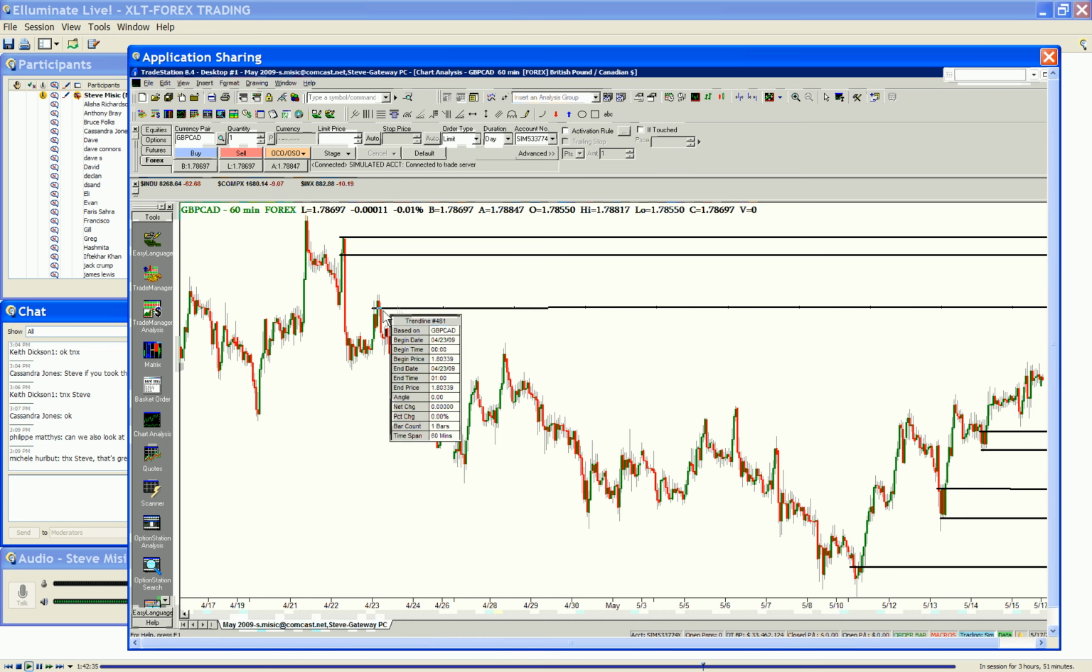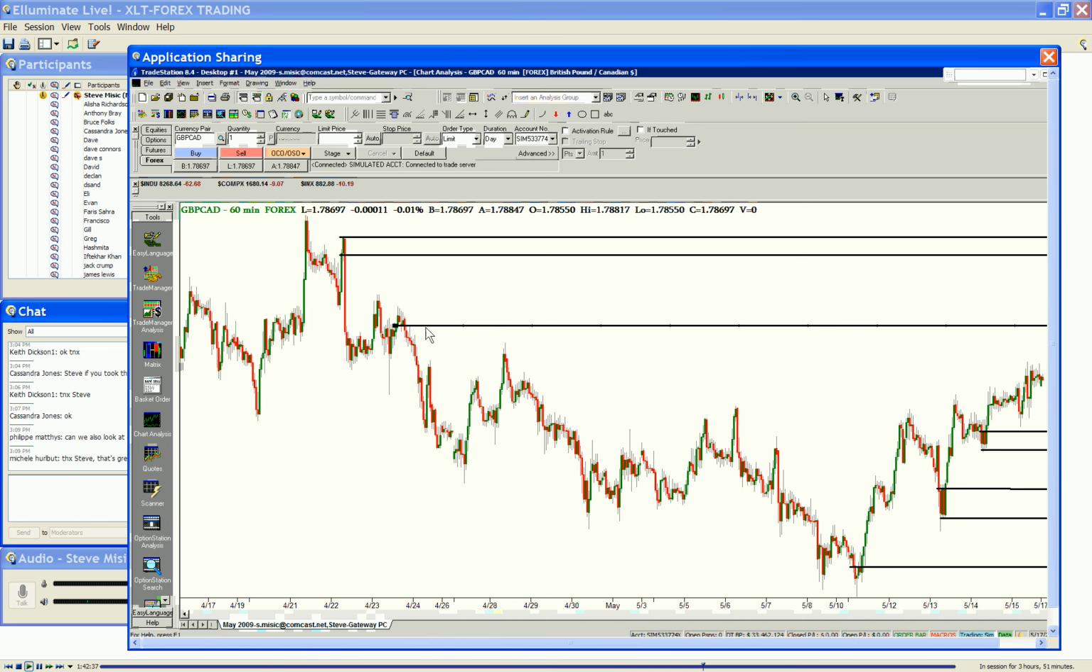Okay, but remember, you've got this one and this one on top of it, and so I would go for this guy and just keep an eye on this guy if I happen to be long for a possible profit target. All right.